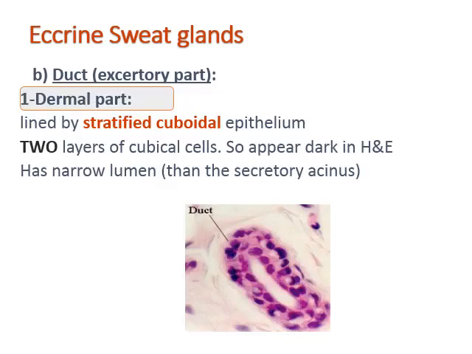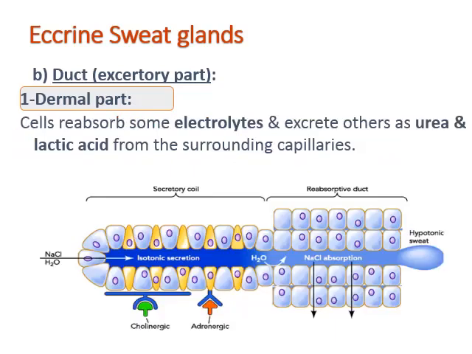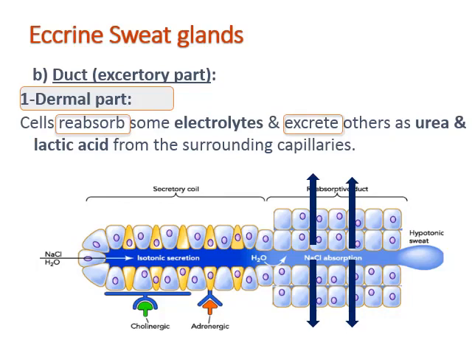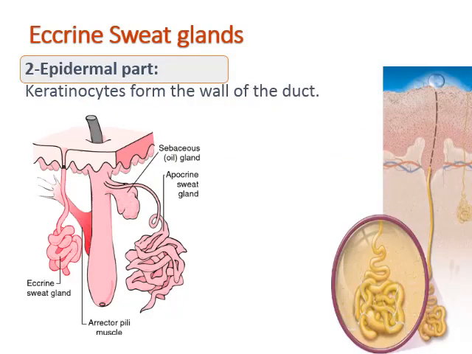The dermal part of the duct system is lined by stratified cuboidal epithelium, meaning it is formed of two layers of cuboidal epithelium, so it appears more or less dark by light microscope, and it also has a narrow lumen. The cells lining the dermal part of the duct system of the eccrine sweat gland reabsorb some electrolytes and also secrete others such as urea and lactic acid. The epidermal part of the sweat gland, which is this, is formed by the keratinocytes present in the epidermis.